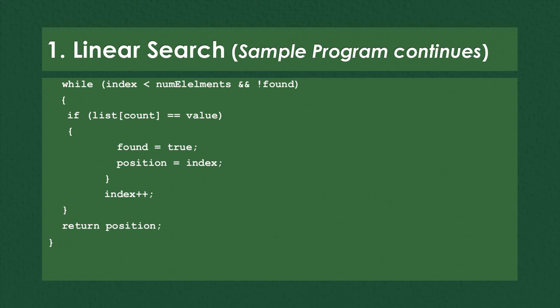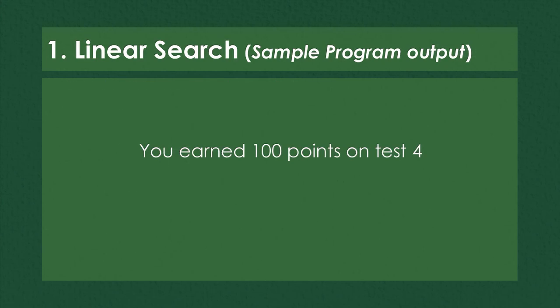Here, the searching is performed. Whatever the result, found or not found, it will be stored in the position variable. This is the output when we run the program. This means that there is an element in the array that has a value of 100. And, it is found in index 4, or, the fifth element.